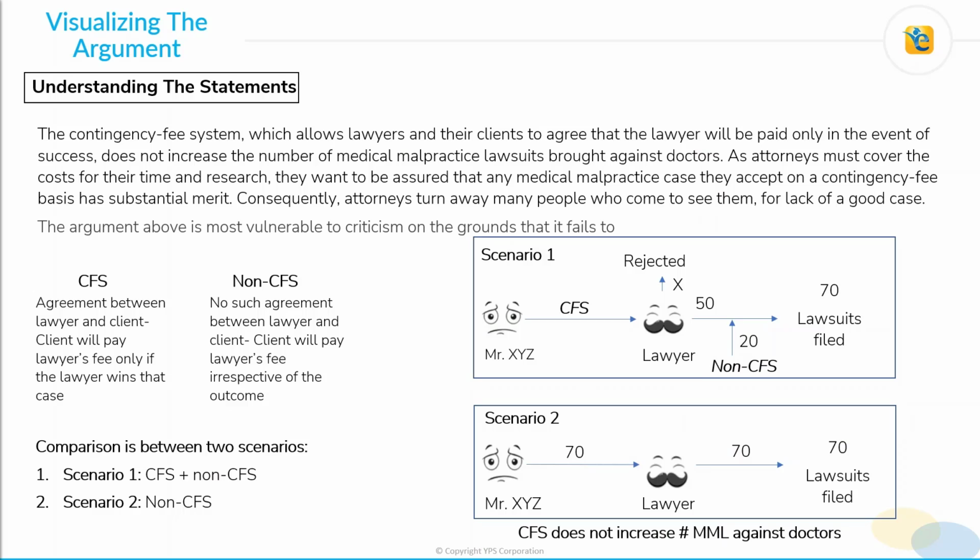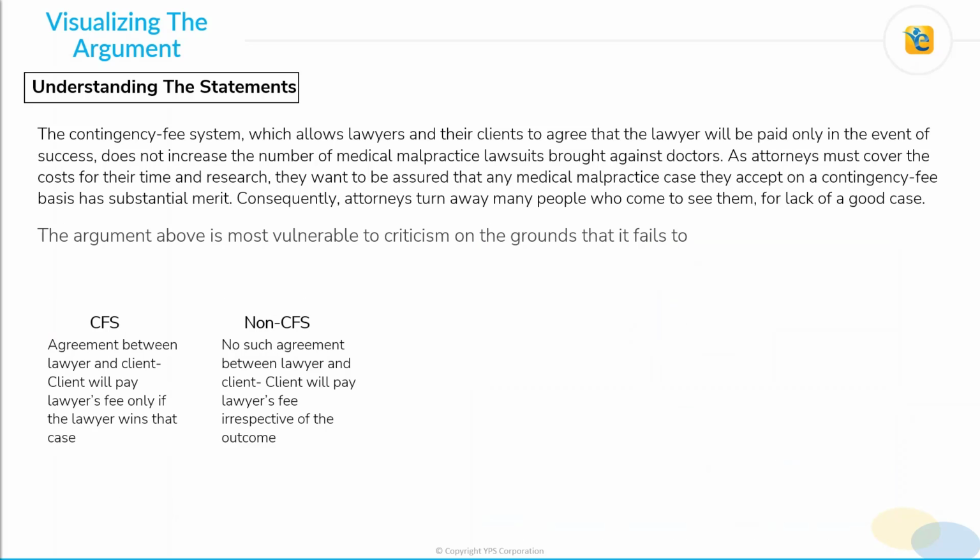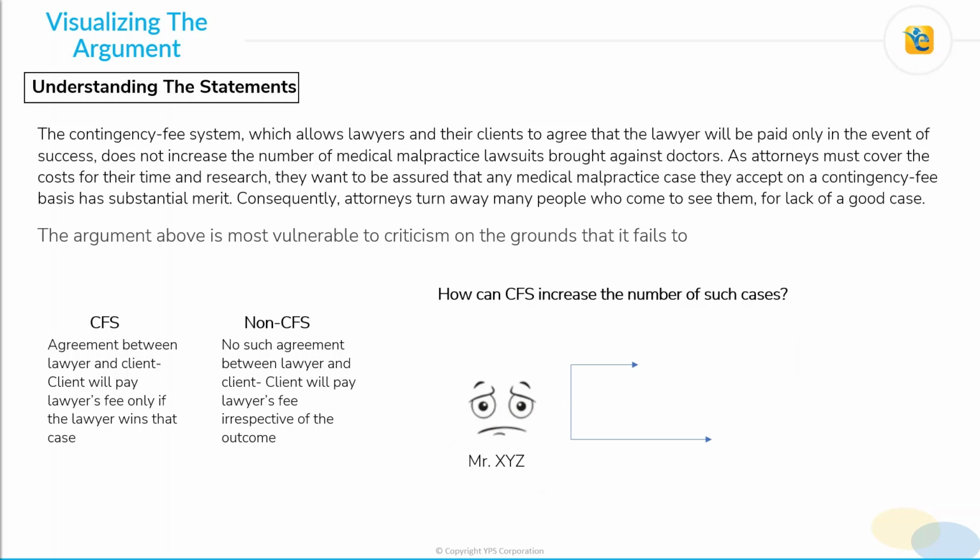Now, it is very important to have one question here. The author has explained why this number is not going up, because lawyers are rejecting these cases. You need to question yourself why this number can go up. Understanding that part is very important, right? So the thing is, how can CFS increase the number of such cases? If Mr. XYZ wants to file a lawsuit, and he is given two options. The first option, in which he has to pay the lawyer's fee irrespective of the outcome, whether he wins the case or loses the case. The second option is to pay the lawyer's fees only if you win the case.